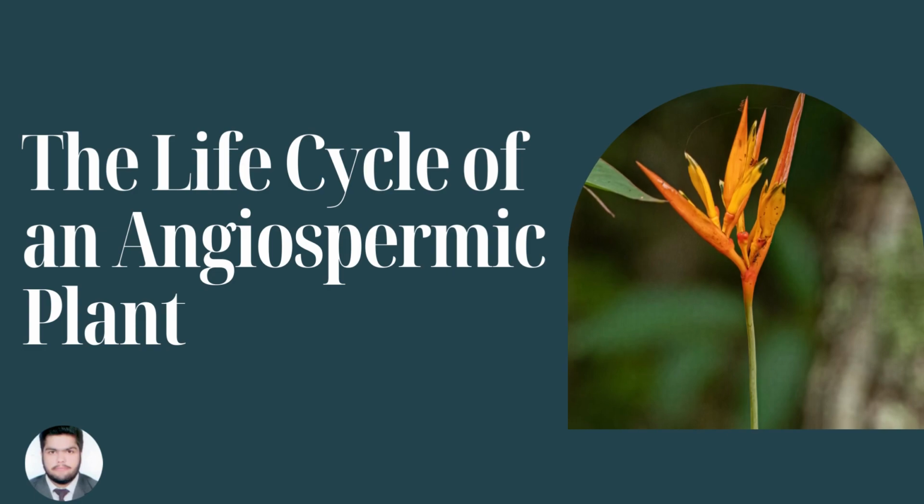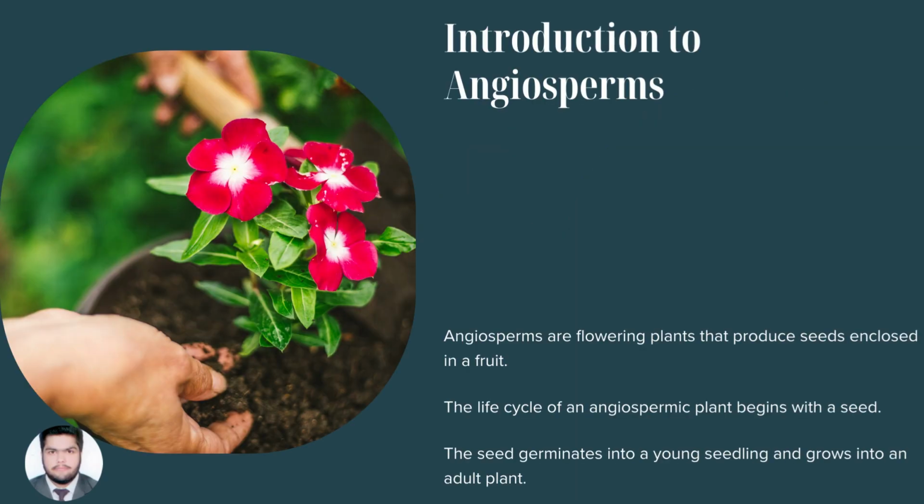Today I will discuss the topic the life cycle of an angiospermic plant. Introduction to angiosperms. Angiosperms are flowering plants that produce seeds enclosed in a fruit. The life cycle of an angiospermic plant begins with the seed. The seed germinates into a young seedling and grows into an adult plant.